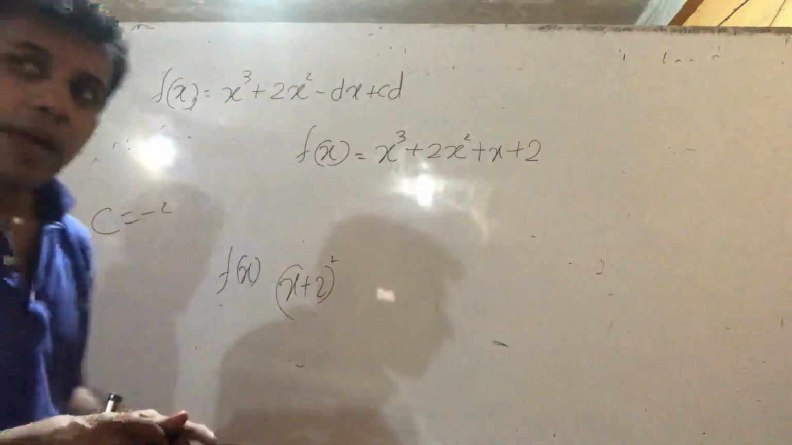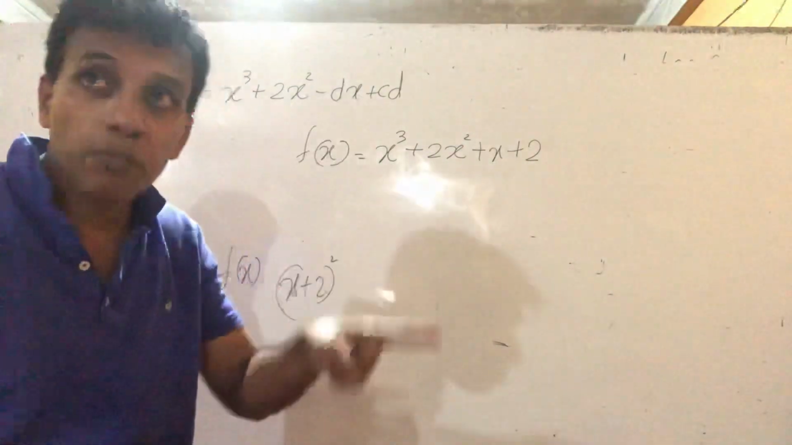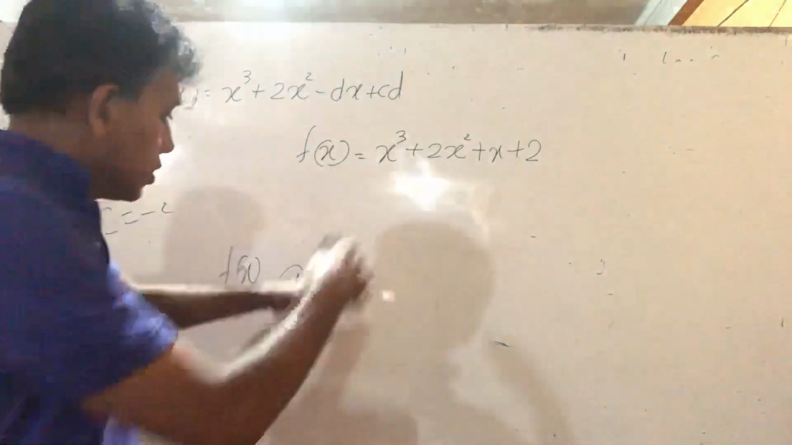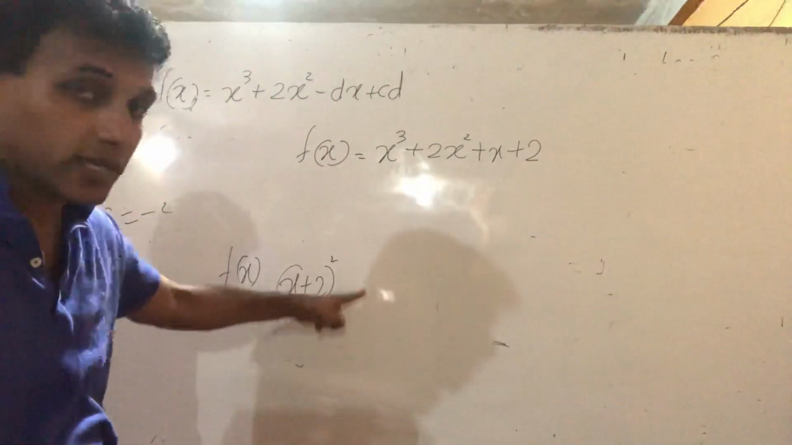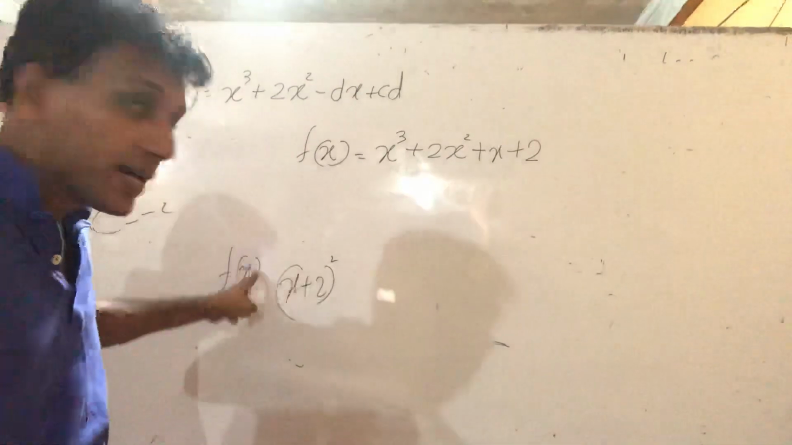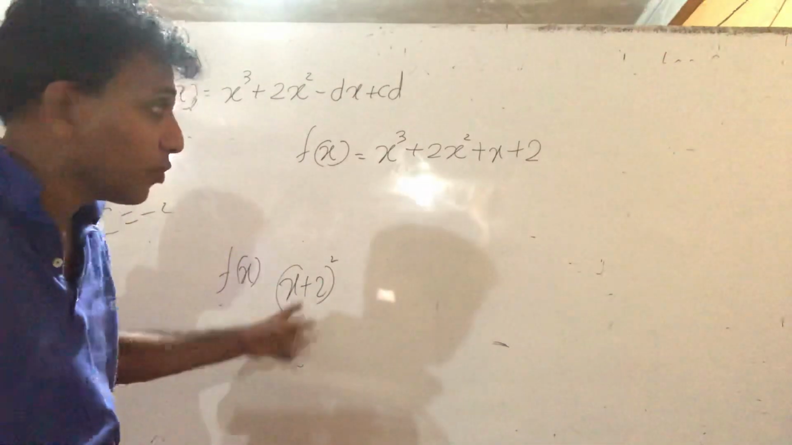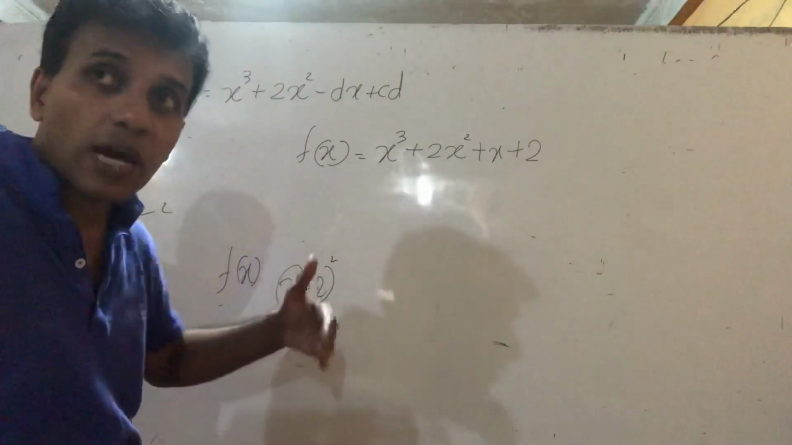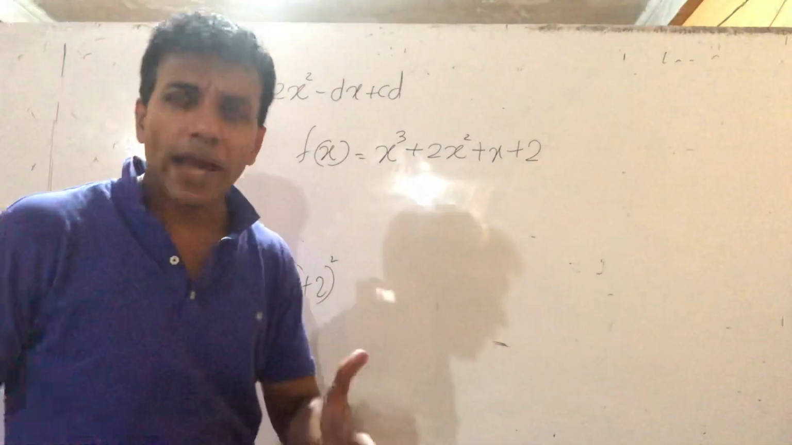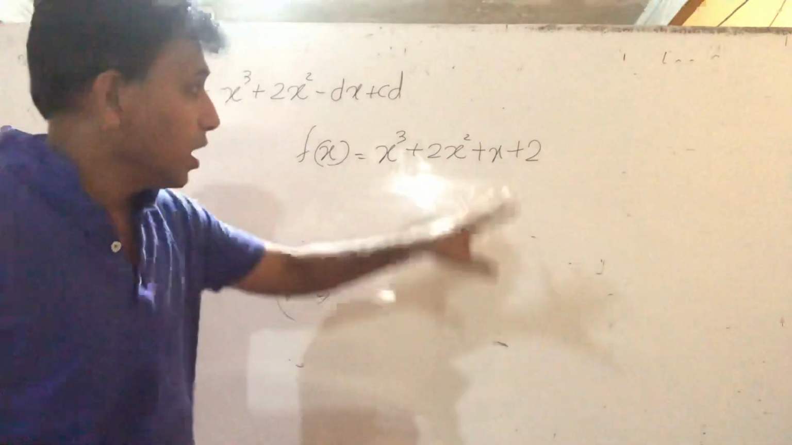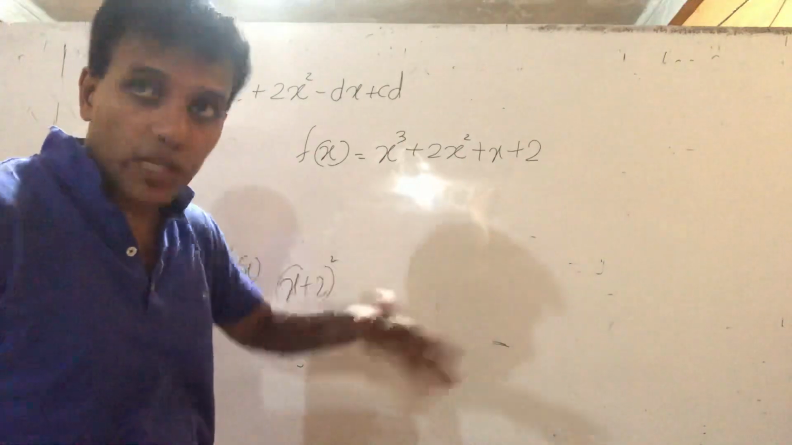So there are so many methods. We can use the long division method also. Otherwise, once again you can equate. This is a quadratic polynomial. Therefore, the remainder becomes linear. Now I will show you a couple of methods. I hope you can work. So I will show you for the newcomers also.